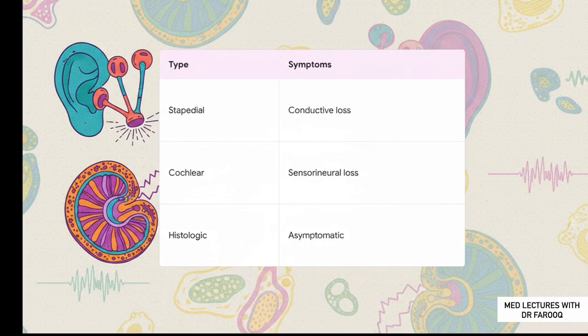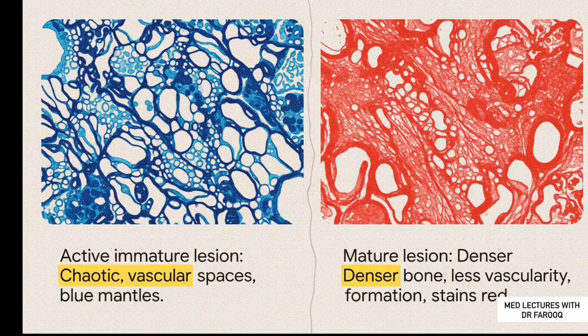And finally, we have histologic otosclerosis. This type is completely asymptomatic. The lesions are definitely there on a microscopic level, but they haven't progressed enough to cause any conductive or sensory neural deficits. Now, if we look at the pathology at a microscopic level, you'll see how the disease evolves. An active, immature lesion is highly cellular. It's packed with vascular spaces, marrow spaces, osteoblasts aggressively building bone, and osteoclasts breaking it down. Because it produces a specific cement substance, it actually stains blue. We call these blue mantles.